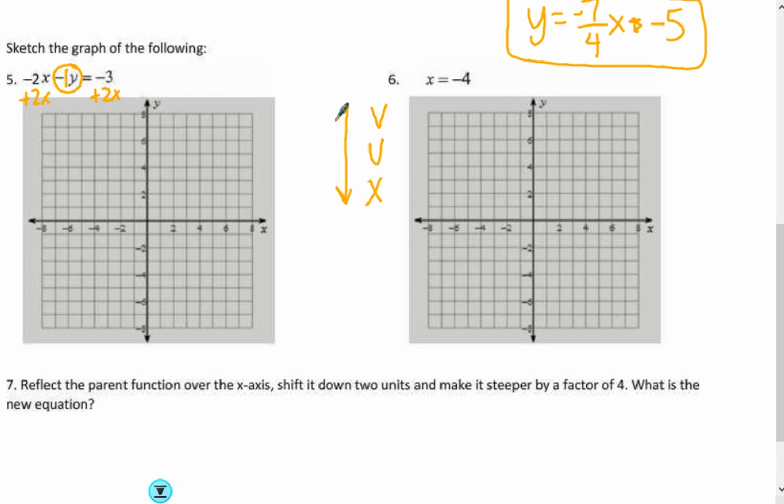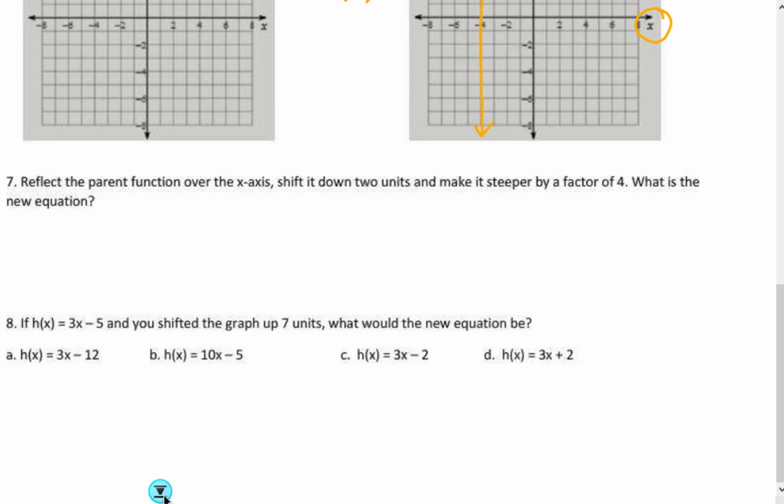Whenever you have that special x equals equation, this one is x equals negative 4. That means it's going to cut through my x-axis at negative 4, and it's going to be a vertical line. And that's it. The next one we're going to look at is number 7.